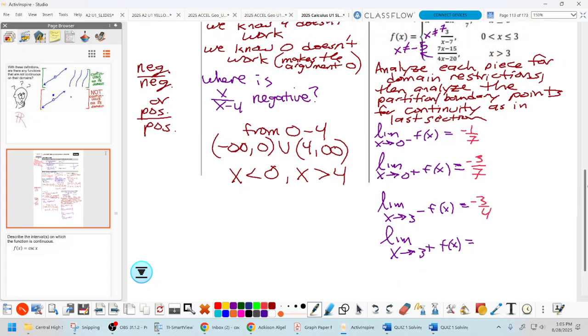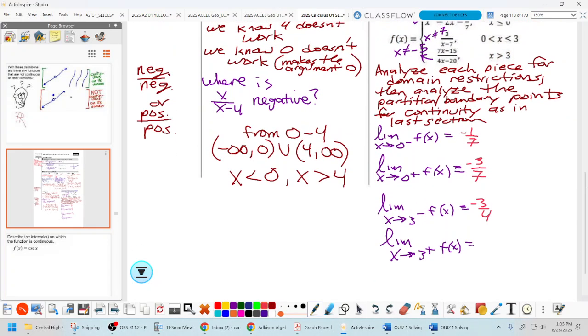It's too much. Okay, and then 3 from the right. What do we get? That one's a little more involved. Let's just plug it in. 7 times 3 minus 15 over 4 times 3 minus 20, which is 6 over negative 8, so negative 3/4.